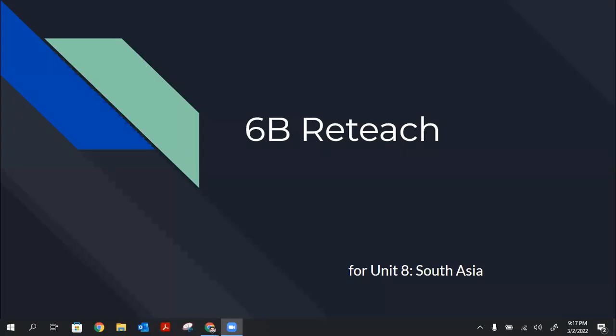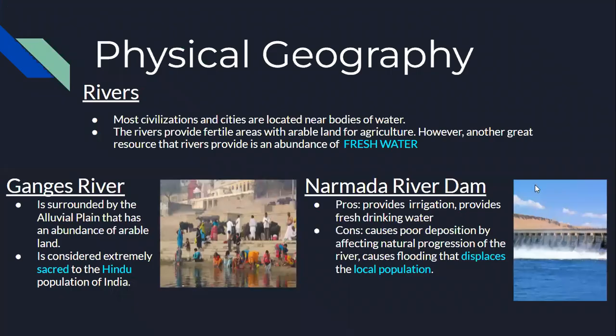All right. Hey, everybody. So today we're actually going to start with the 6B reteach, the standard 6B reteach for Unit 8, South Asia. We're going to talk about a few important aspects of this region within the 6B standard, including physical geography, government, economics, and culture, and population as well.